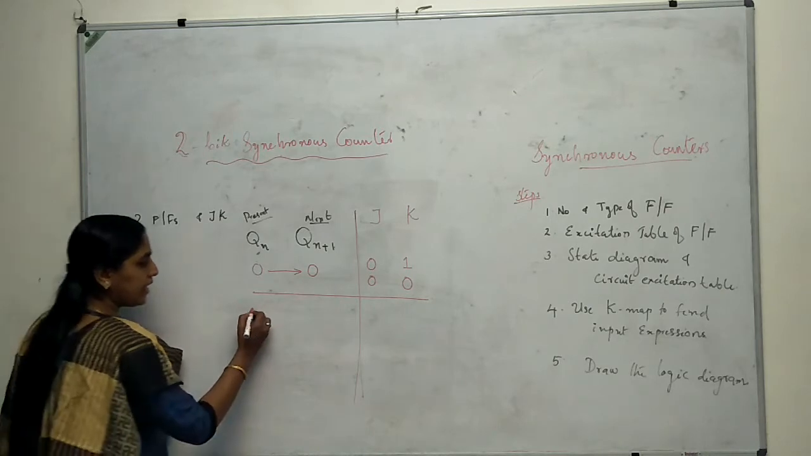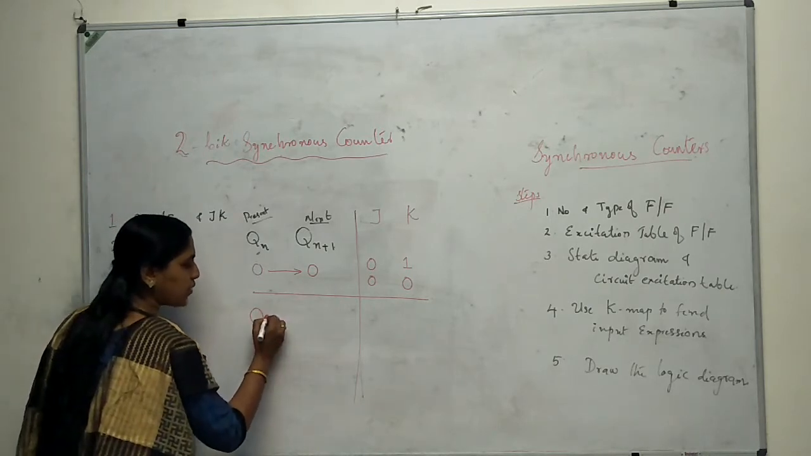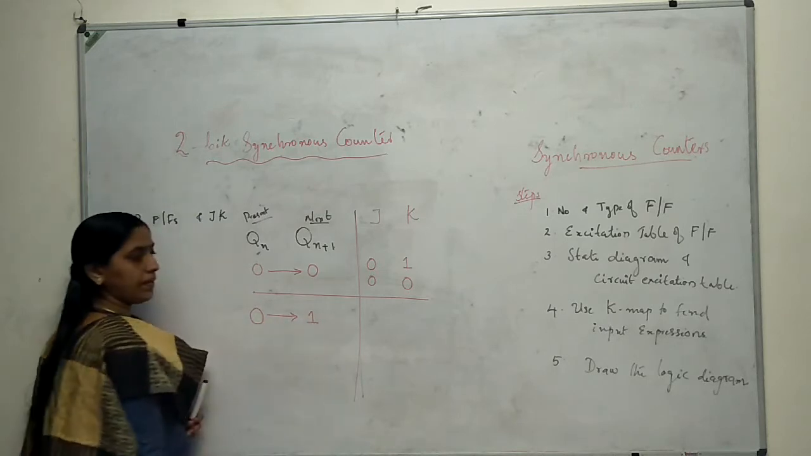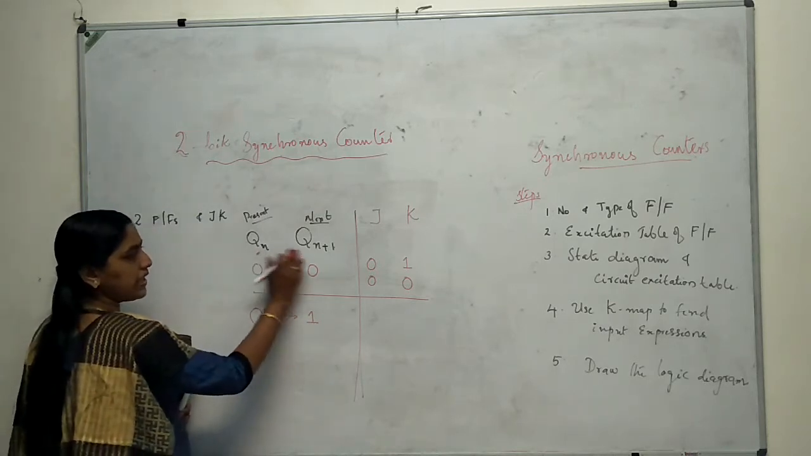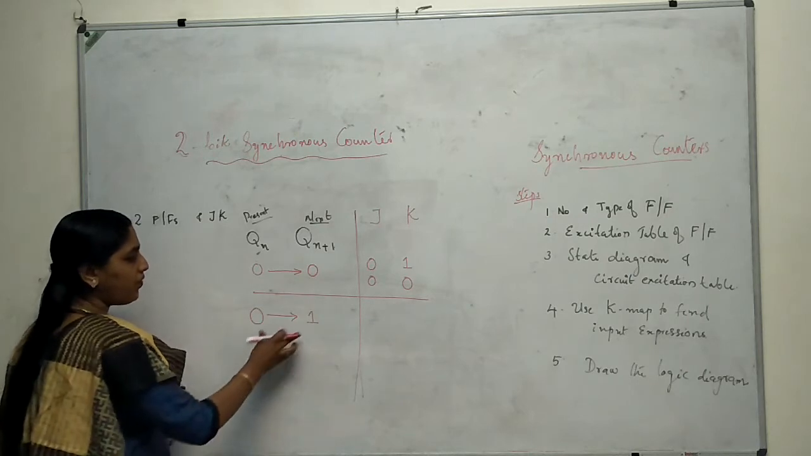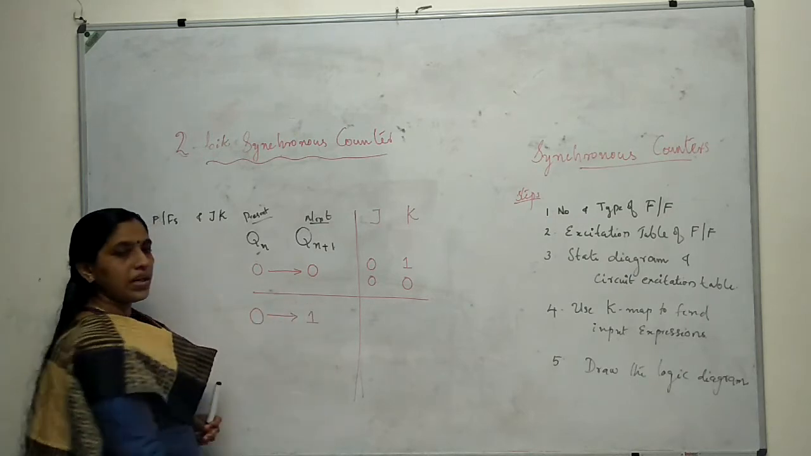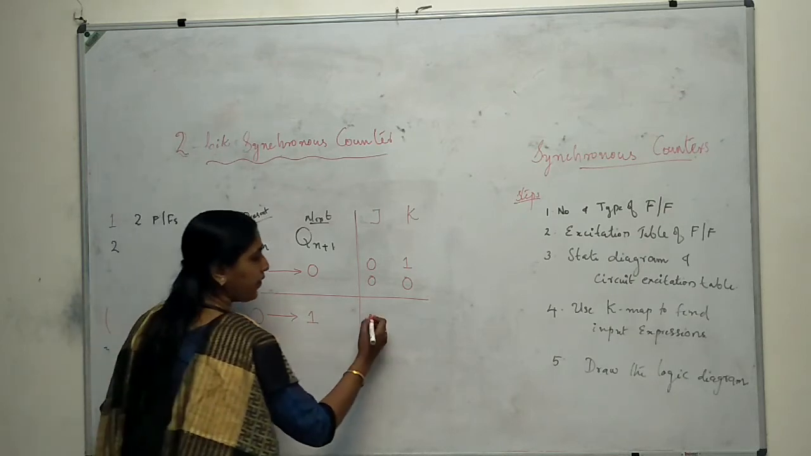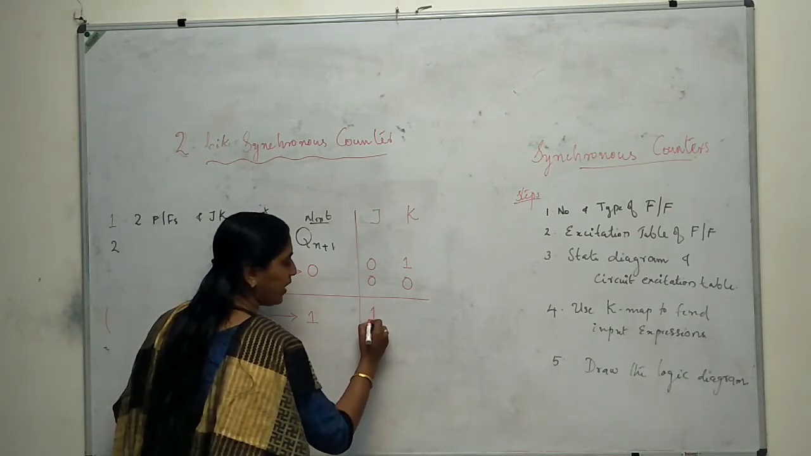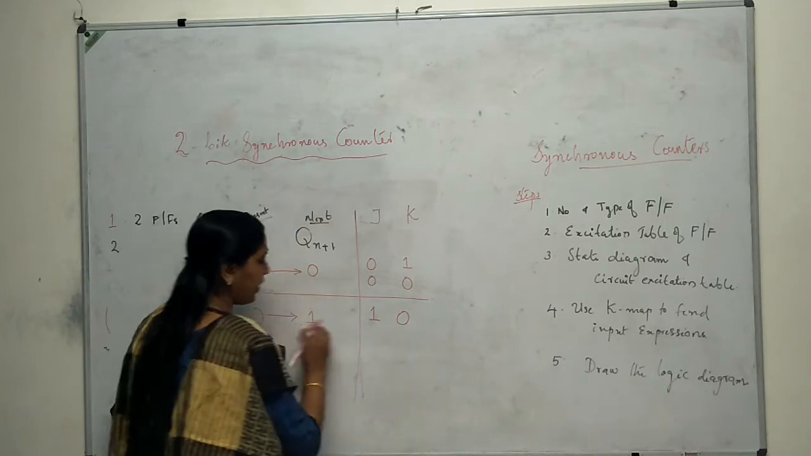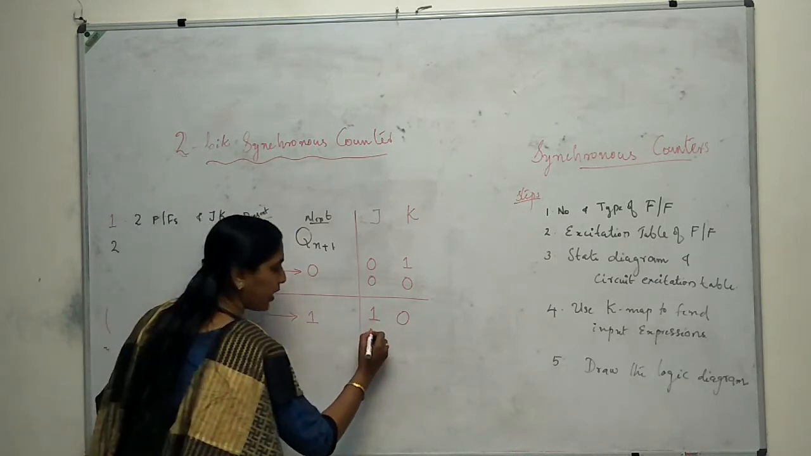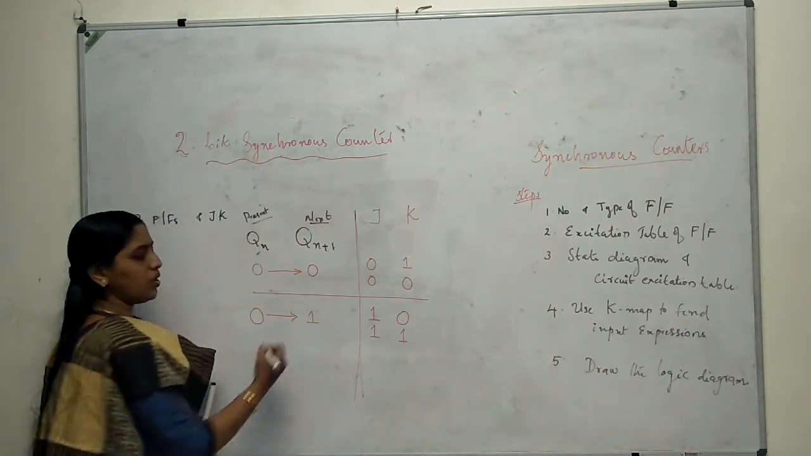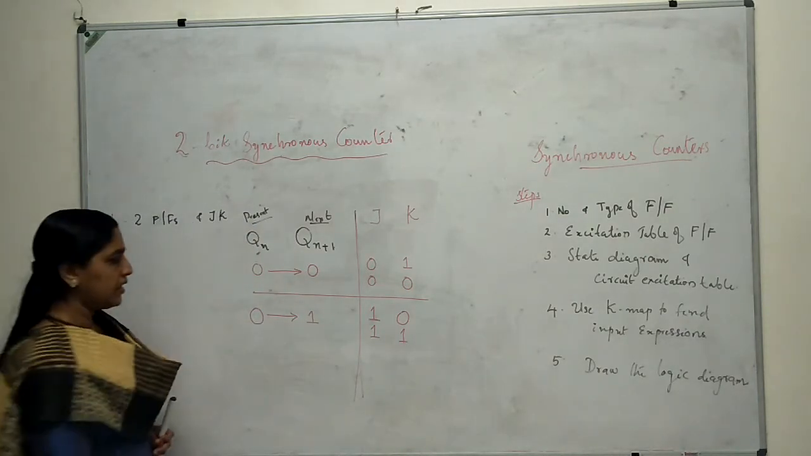Okay, then the second is if the present state is 0 and the next state is 1. For which values will you get this particular condition? If the J input is 1 and K input is 0, you will get this state. And one more case is if J input is 1 and K input is 1, then also you will enter into this particular state. This is the second case.